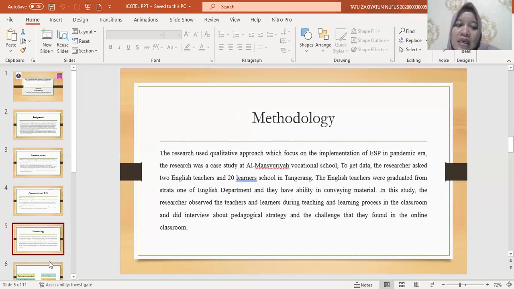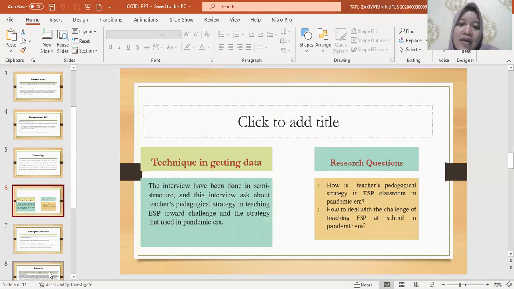So how about the technique in getting data? Actually, the researcher used observations and interviews. The interviews were done in a semi-structured way. And this interview asks about teachers' pedagogical strategy in teaching ESP toward challenges and the strategy used in the pandemic era.